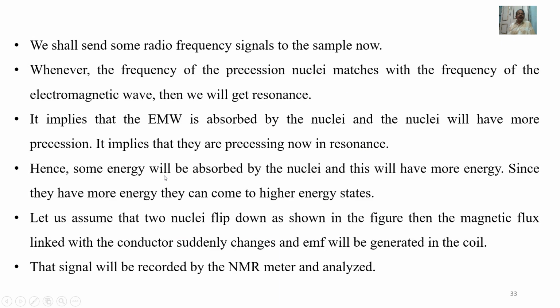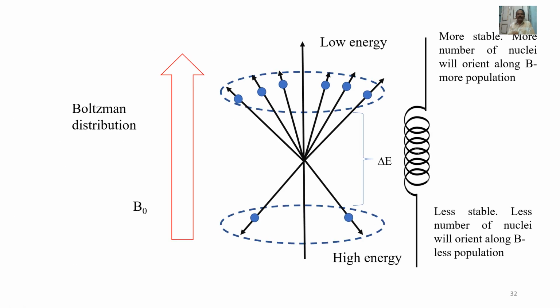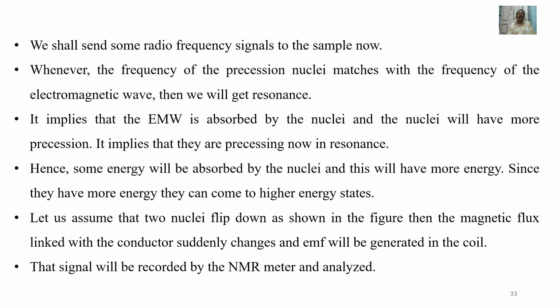Now we are going to send some radio frequency signals to the sample. Whenever the frequency of the precessing nuclei matches the frequency of the electromagnetic wave, we will have resonance. It implies that the electromagnetic wave is absorbed by the nuclei and the nuclei will have more precession. They are now precessing in resonance.